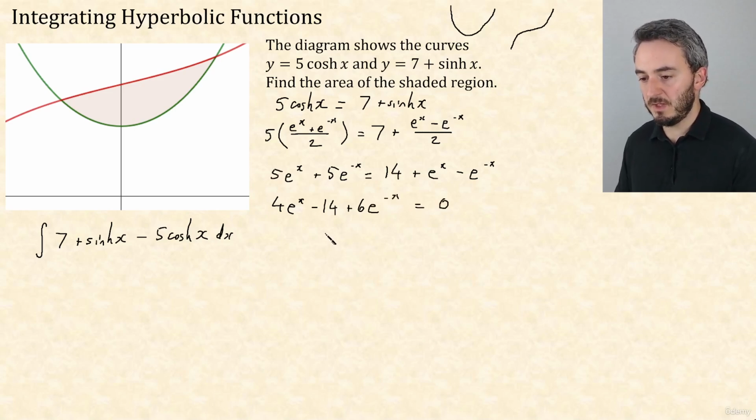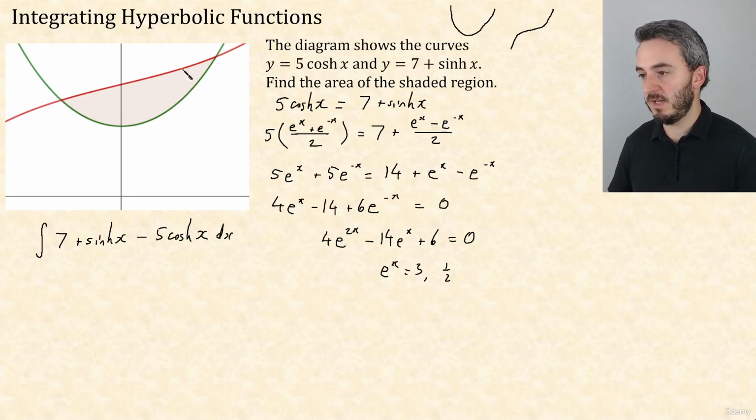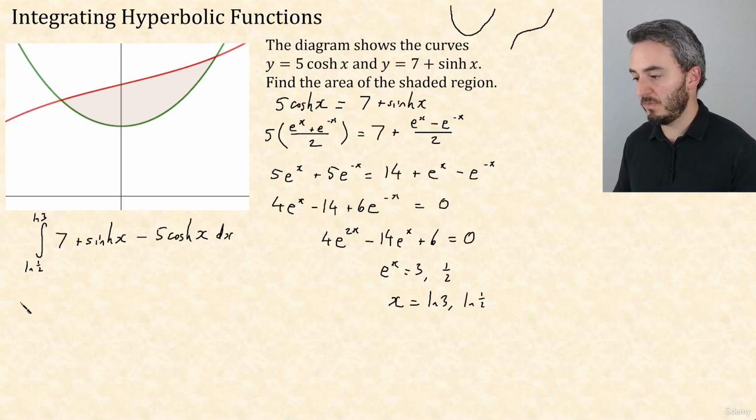Multiply through by e to the x to reveal the disguised quadratic: 4 e to the 2x minus 14 e to the x plus 6 equals 0. Go ahead and solve that, and we get e to the x equals 3, or a half. It's good that we have two possible solutions, because we wanted two x values, here and here. It means that x is ln 3 or ln a half. I'll just leave those like that. Those are my limits. Ln a half is the smaller one, ln 3 is the bigger one, and now I can do my integration.